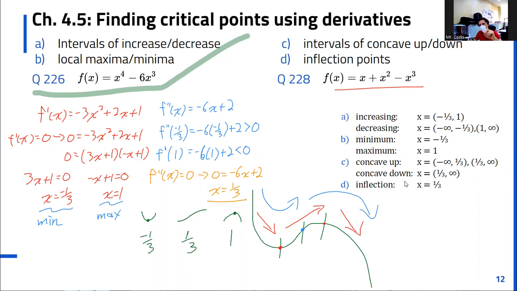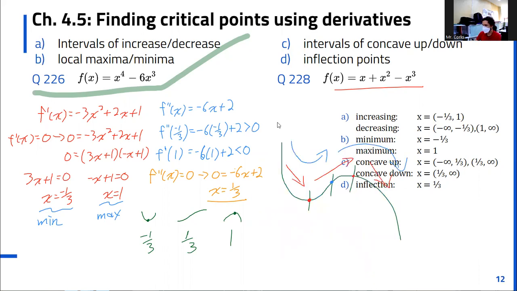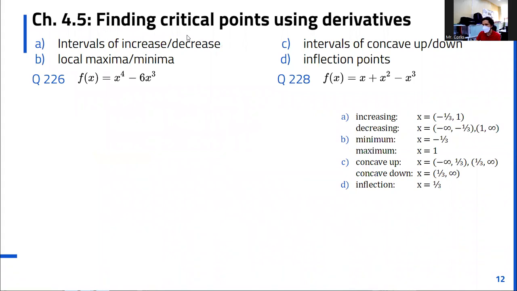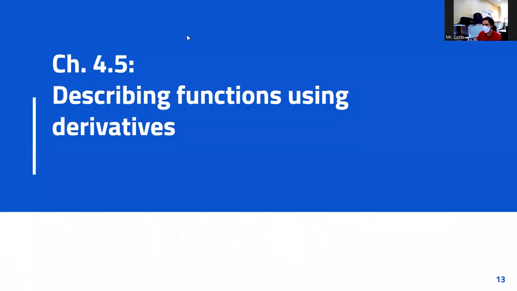Find our second derivative, which we've already done, and then find the zeros of that second derivative. And those are the inflection points. So that's it. It's just that process, and we do it a whole bunch of times. Okay, that's enough of these examples. Let's go on to the next section here.